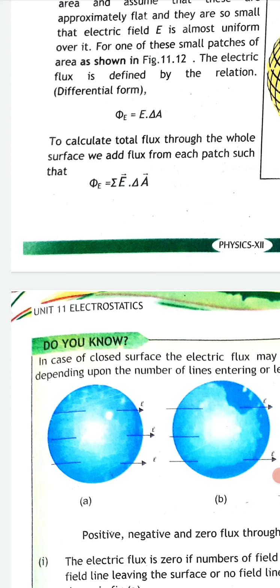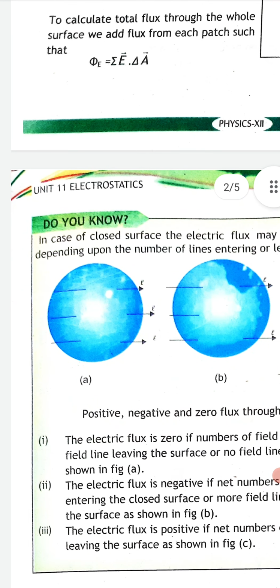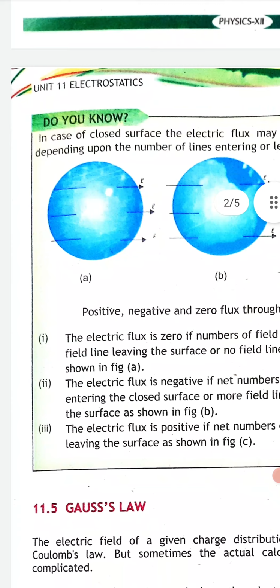Now there are certain things associated with the closed surface. We have already discussed that electric flux is a scalar quantity, and you know that a scalar quantity is just a number with proper unit. So that number could be positive, that number could be 0, and that number could be negative. We have three different possibilities. On the basis of these three possibilities, I would like to relate them with the electric flux through the closed surface.